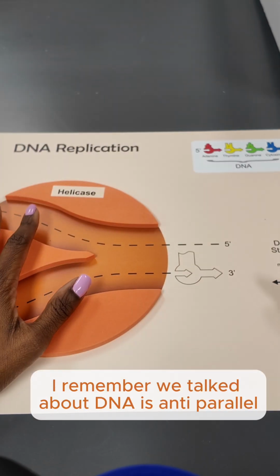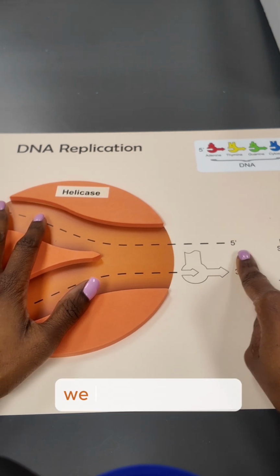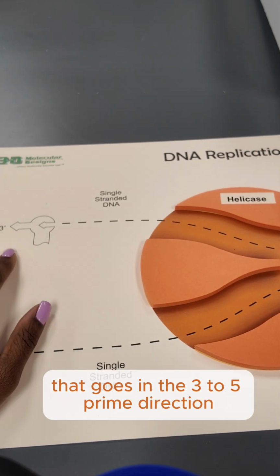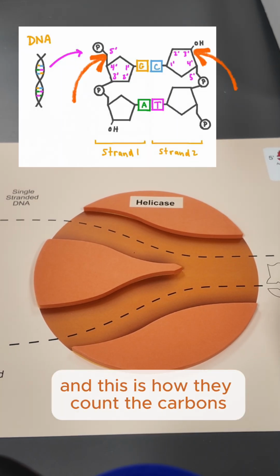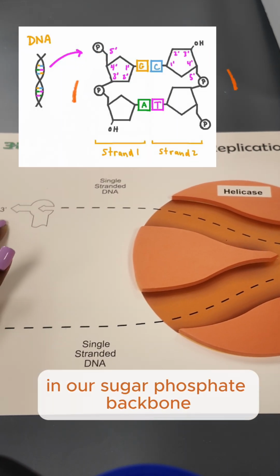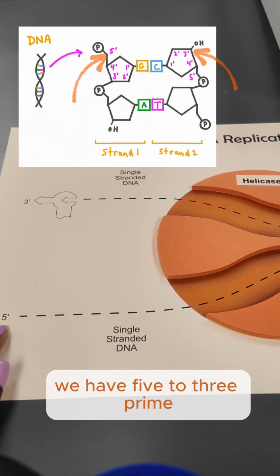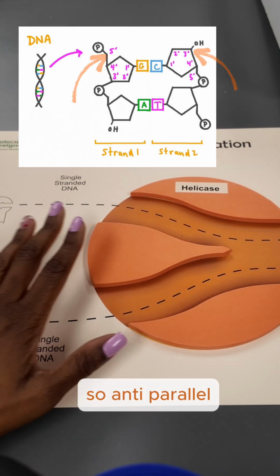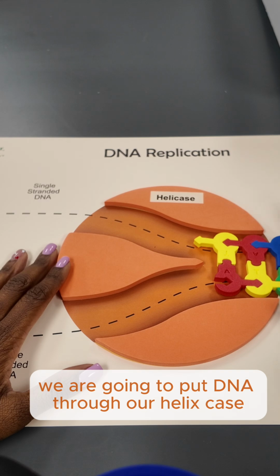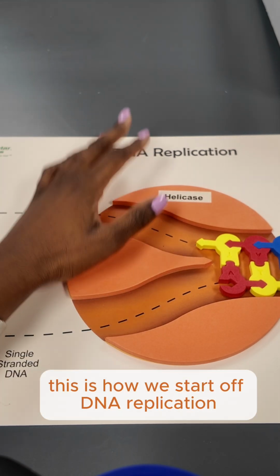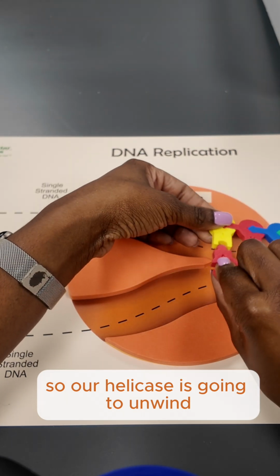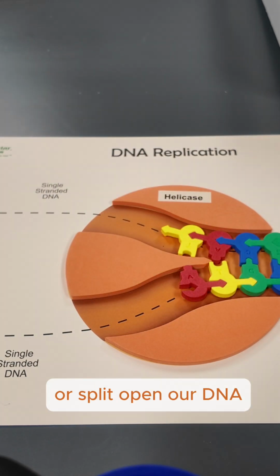Now remember, we talked about DNA is anti-parallel. We have one strand that goes in the 3 to 5 prime direction, and this is how they count the carbons in our sugar phosphate backbone. We have 5 to 3 prime, so anti-parallel. We are going to put DNA through our helicase. This is how we start off DNA replication. So our helicase is going to unwind or split open our DNA.